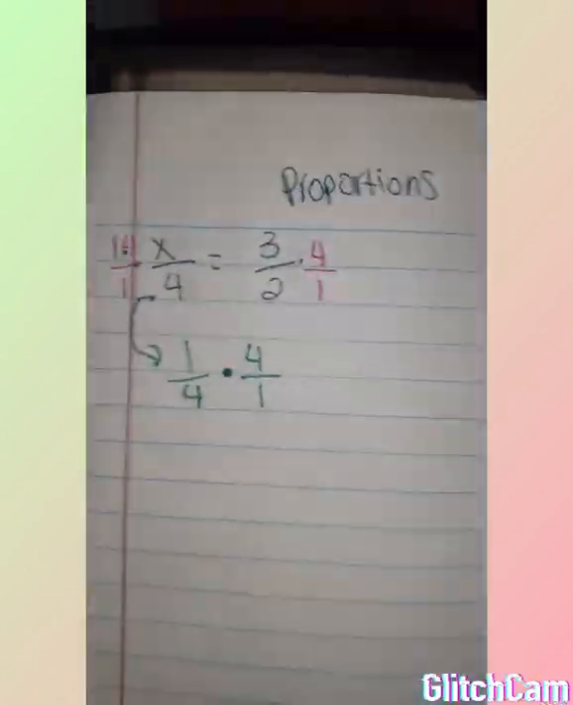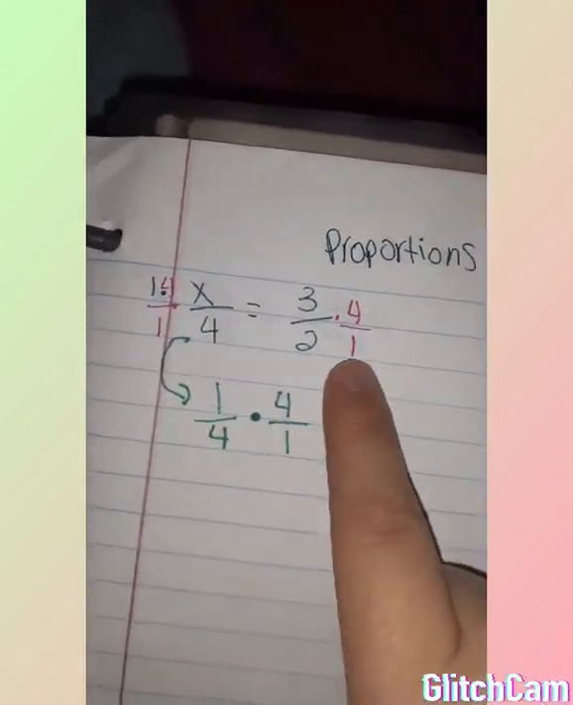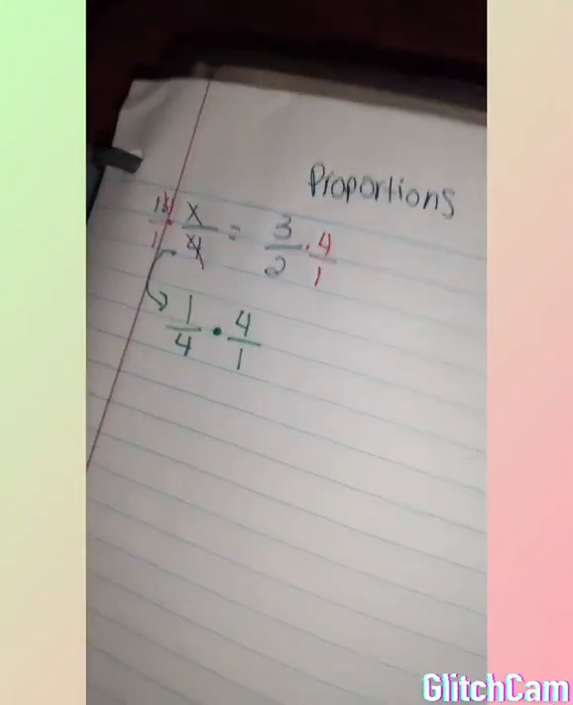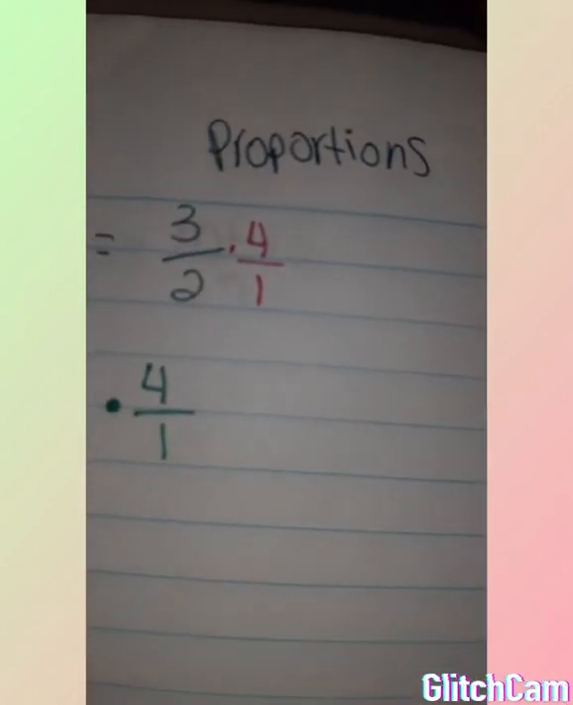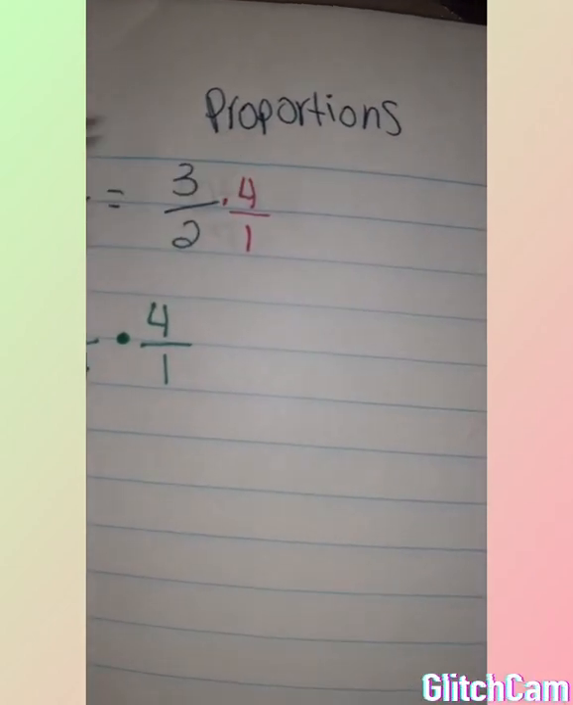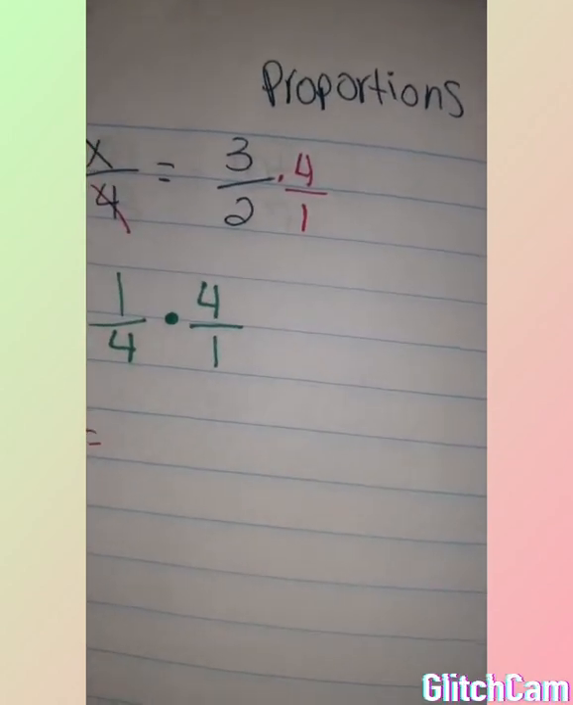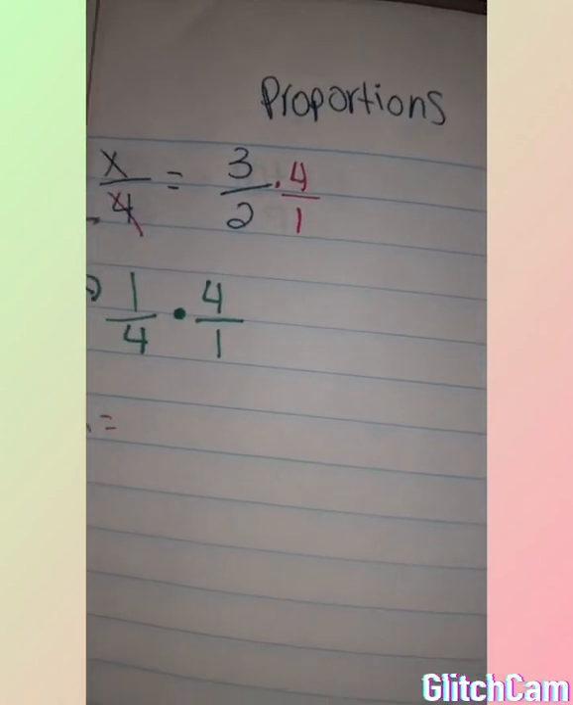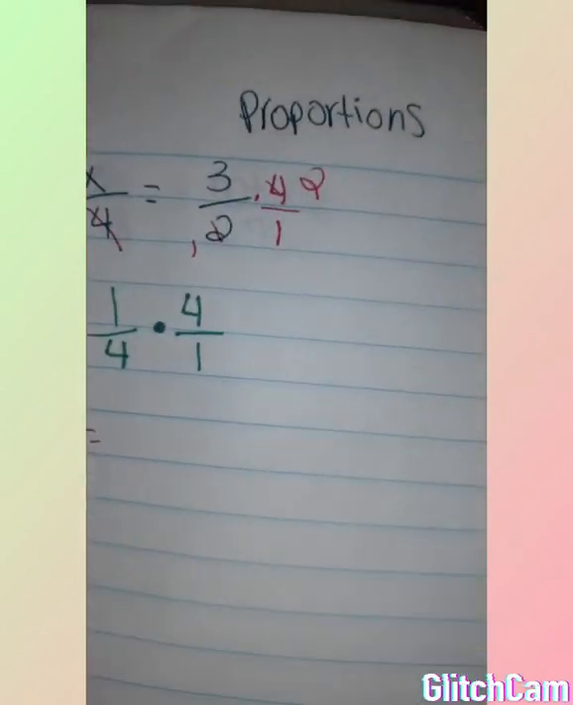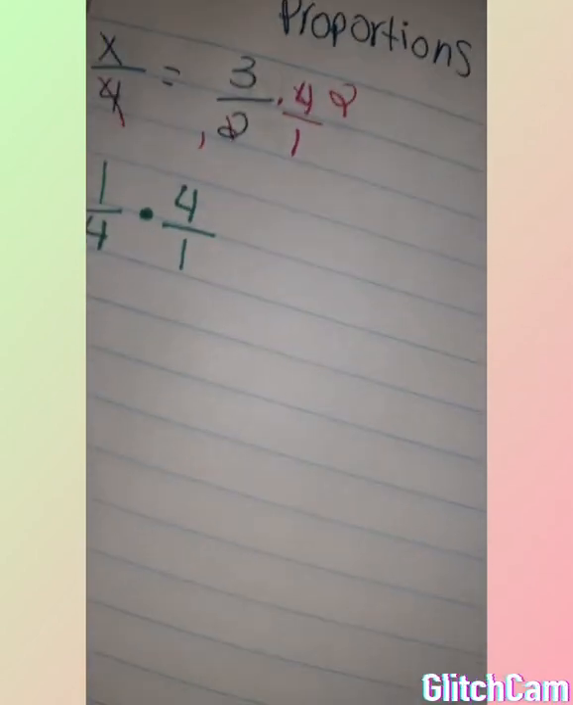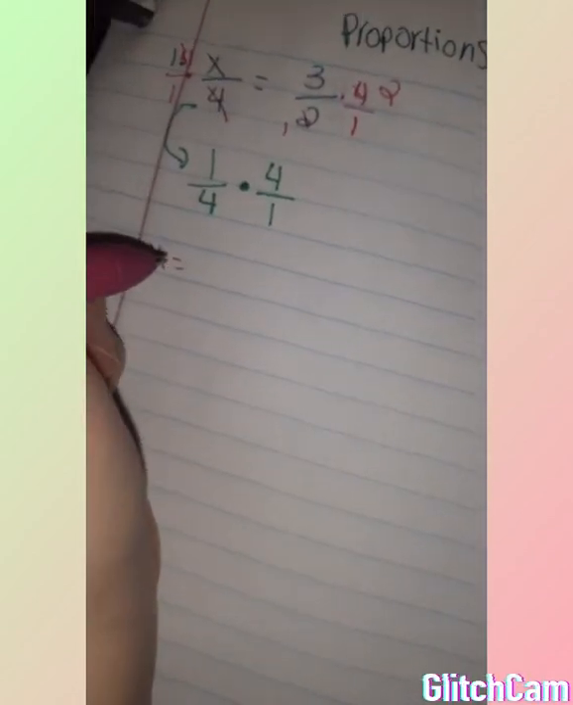Okay, so what you do to the left-hand side, you have to do to the right side. So this 4 and this 4 cancel, which brings you to x equals. Now, you can notice that the 2 and the 4 can cancel, not technically cancel, but simplify into a 1 and a 2. However, if you didn't catch that, you can always just bring it down. So it is 3 over 2 times 4 over 1.